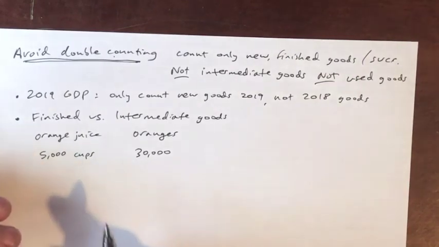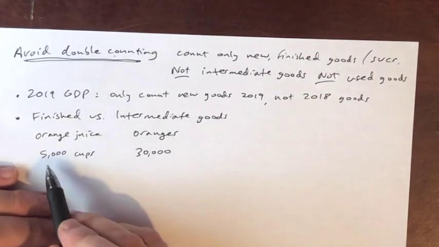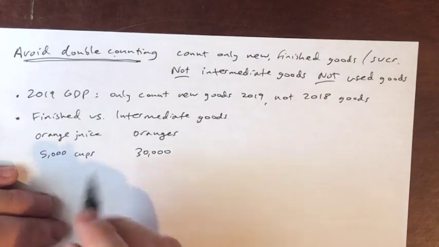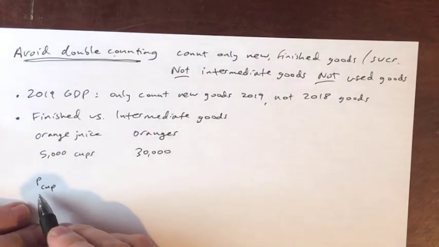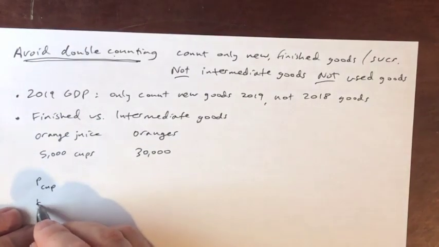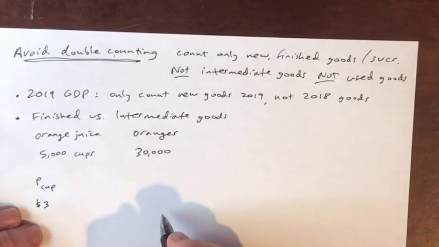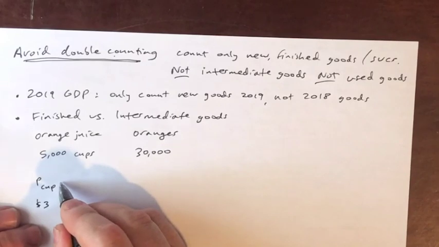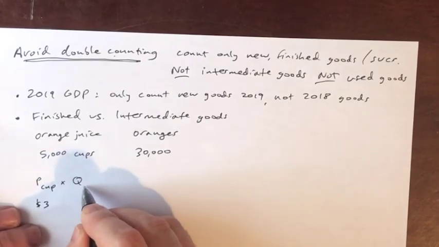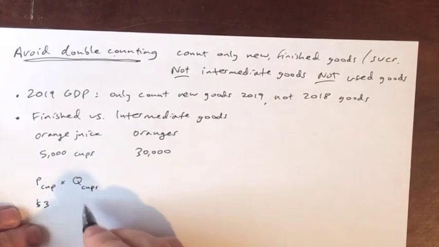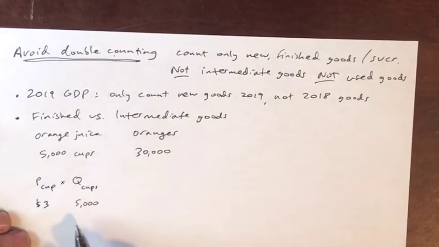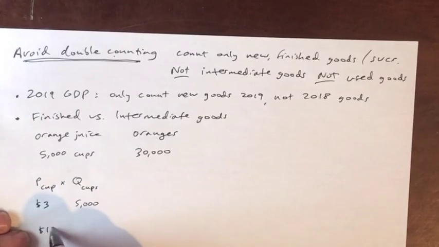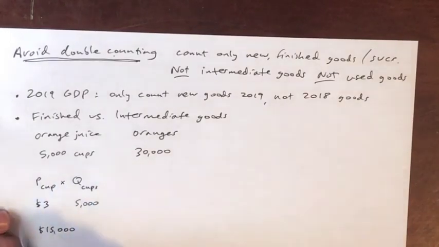By studying this, we would say, all right, the price of each cup of orange juice is, let's say, $3, times the quantity, the number of cups of orange juice, 5,000. So that's our entry for orange juice: $15,000 worth of orange juice produced in this economy.